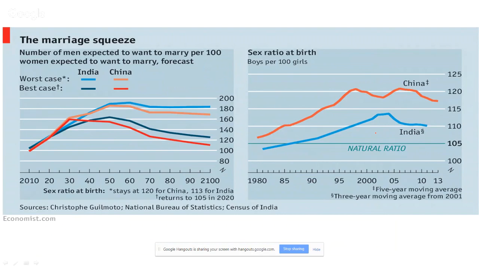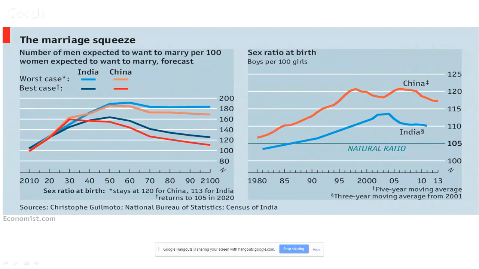Two charts given here, number of men expected to marry, want to marry per 100 women expected to want to marry, and sex ratio at birth. And so it's two reasonably interesting charts, which talks about a prediction and hard facts, both of that. So the right hand side is the current graph, on the left hand side is the predicted graph. So both of these are interesting. Both of these give you a sense of together what do they mean, what do they convey. That's what we are looking at.